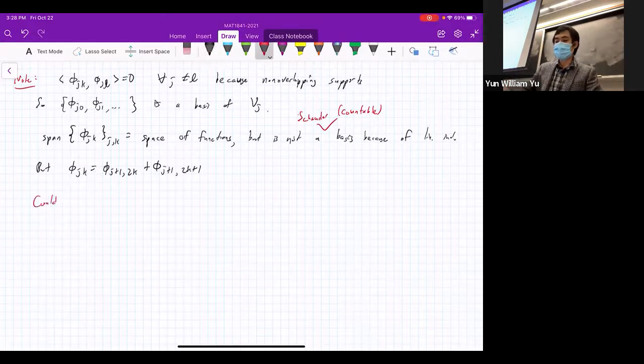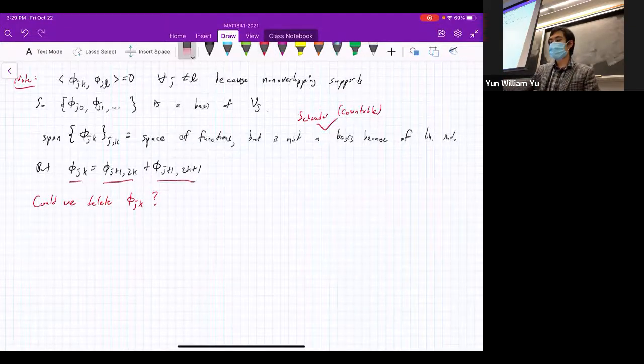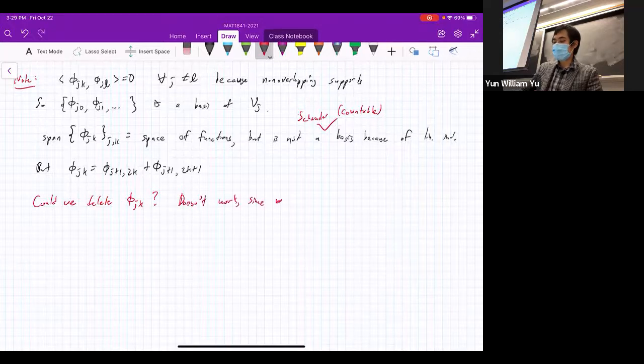So could we delete phi jk for all of these triples? Right, because we have a bunch of these relations that show that the process doesn't terminate. Yeah, so the problem is exactly this: the process doesn't terminate. It doesn't work, since we are left with only something that looks like phi infinity k.